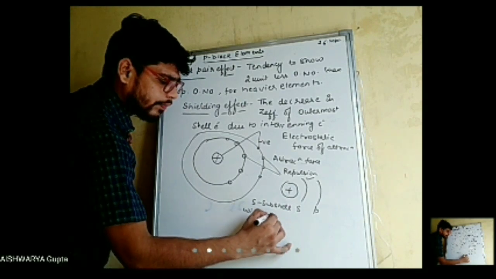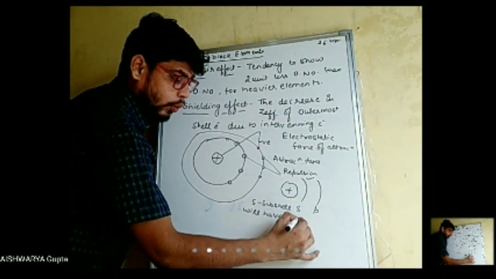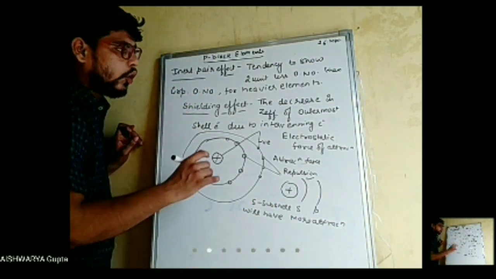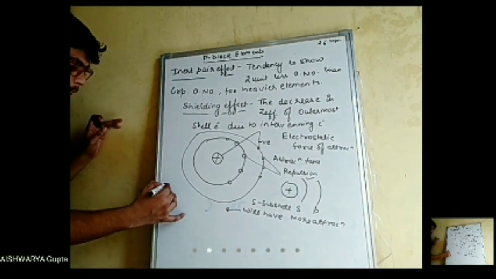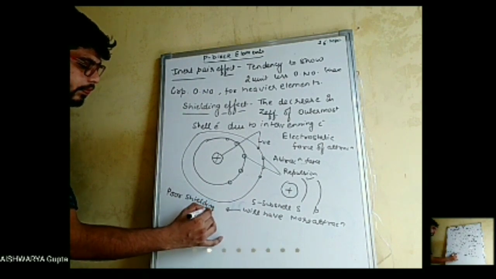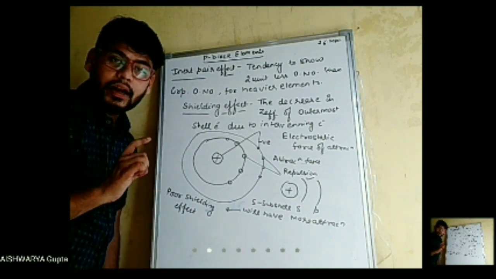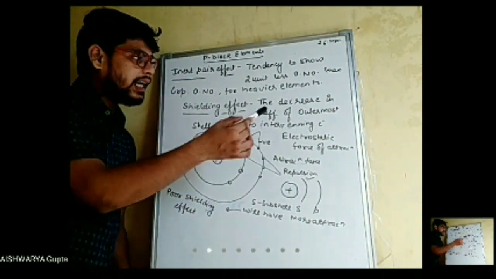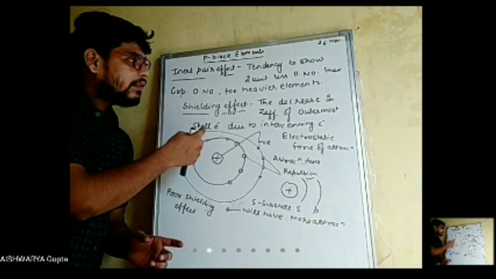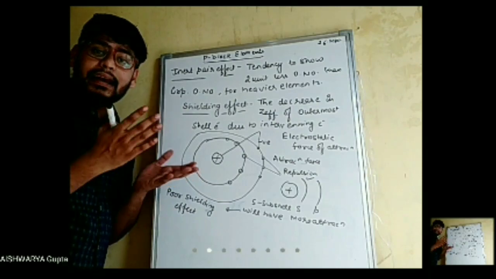Which means S subshell will have more attraction force. If S subshell is having more attraction force, then it will be having poor shielding effect. What was shielding effect? Shielding effect was decrease in effective nuclear charge. But if the shielding effect is poor, which means there will be less decrease, which means the nucleus will be comparatively having high attraction force.